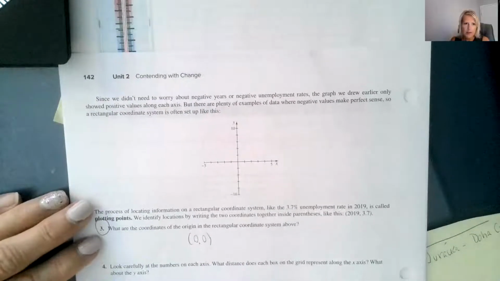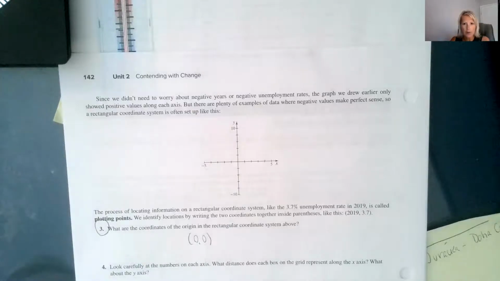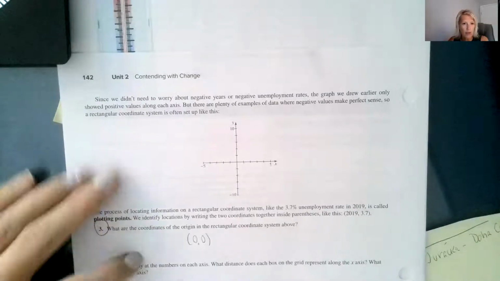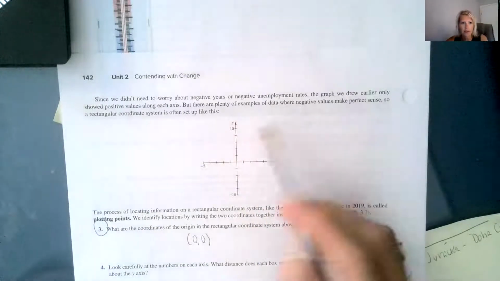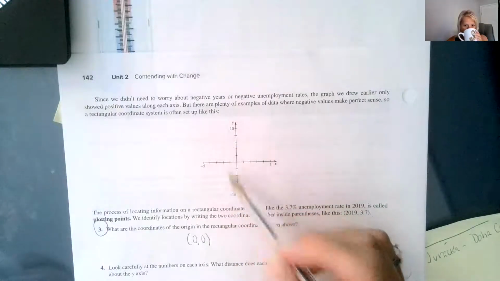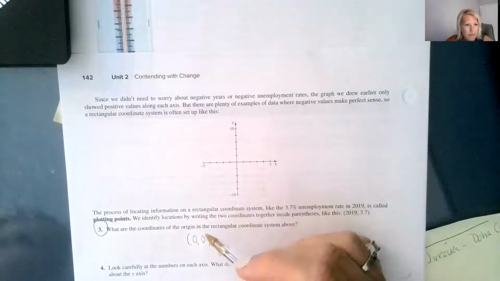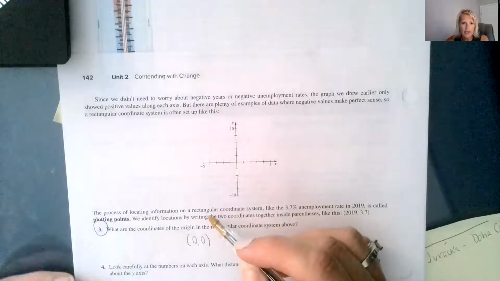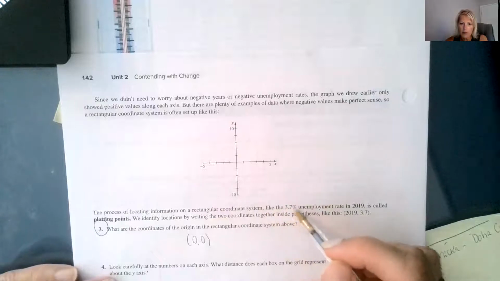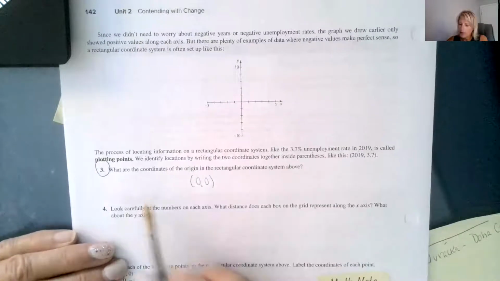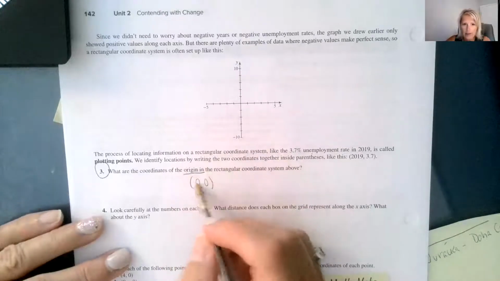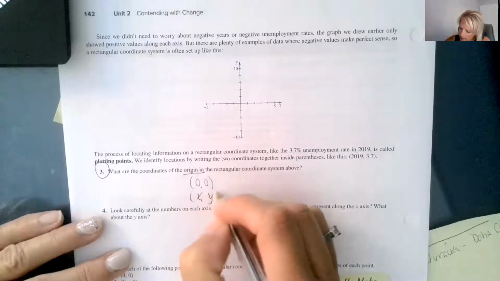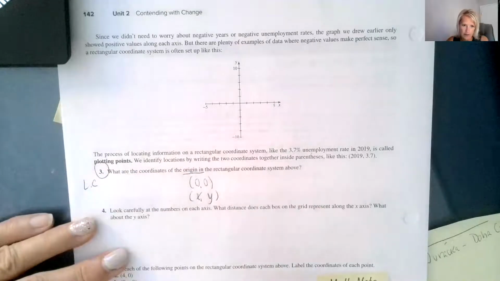So page 142 says, since we don't need to worry about negative years or negative unemployment, the graph we drew earlier only showed positive values along each axis, but there are plenty of examples of data when negative values make perfect sense. So a rectangular coordinate system is often set up like this. The process of locating information on a rectangular coordinate system, like the 3.7 unemployment rate in 2019, is called plotting points. Okay. So number 3 says, what are the coordinates of the origin in the rectangular coordinate system? They are 0, 0. X is 0, Y is 0. This is your lesson check answer.